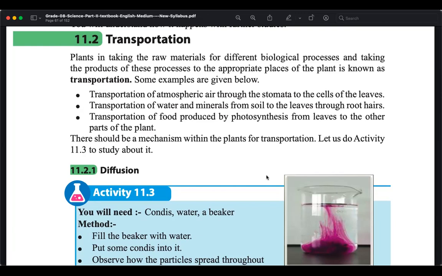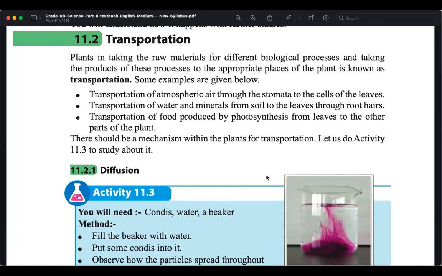Stomata we have learned about, and they can be seen using a microscope. They are in leaves, and they are tiny holes. Using the stomata, air is transported to the cells of the leaves. That is how oxygen is absorbed, and that is how carbon dioxide is absorbed. Both oxygen and carbon dioxide need to be absorbed.